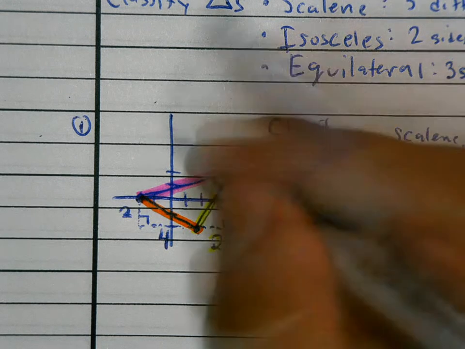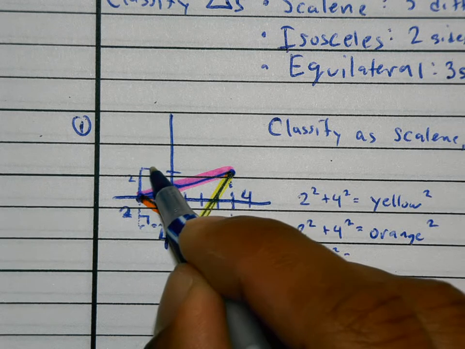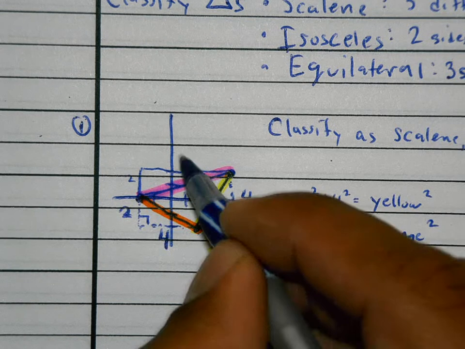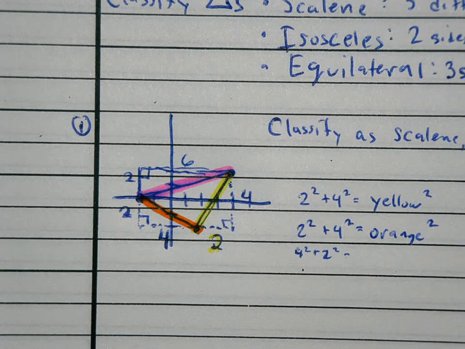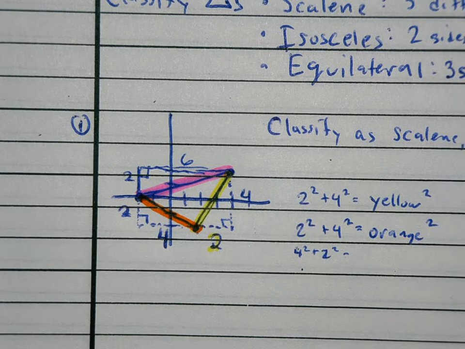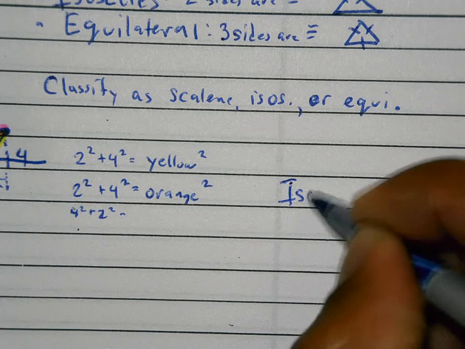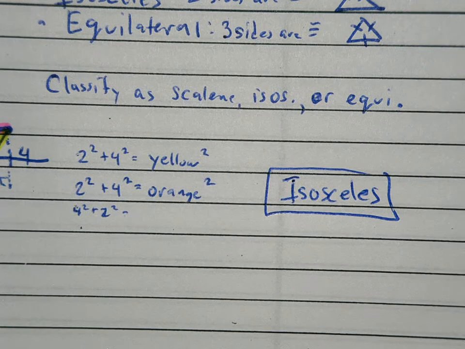Let's check. Here's the pink side. I'm going to count up. It's up 2. Ooh, that's close. Let's count over. 1, 2, 3, 4, 5, 6. Is that pink side the same as the orange side and the yellow side? So what kind of triangle is this? That's our final answer. Our final answer is that it is isosceles. And that's how I expect you to check all of these things.